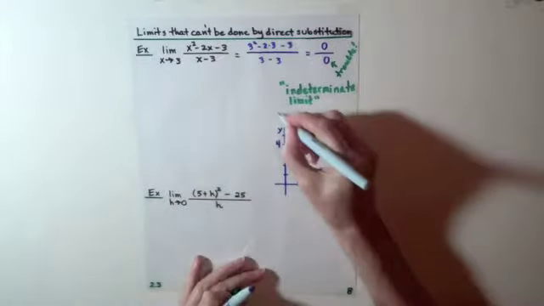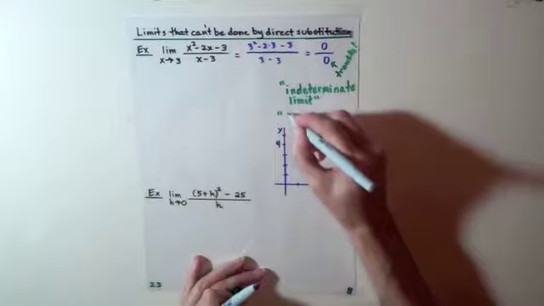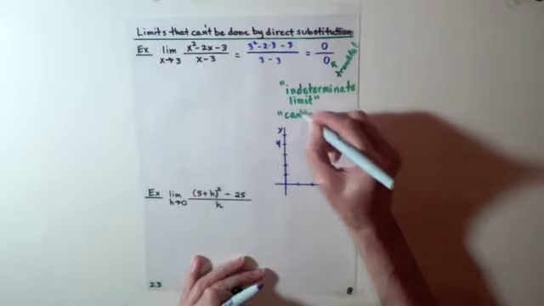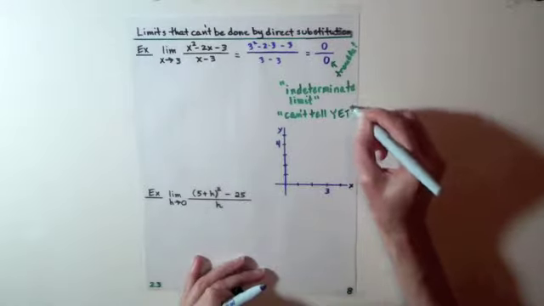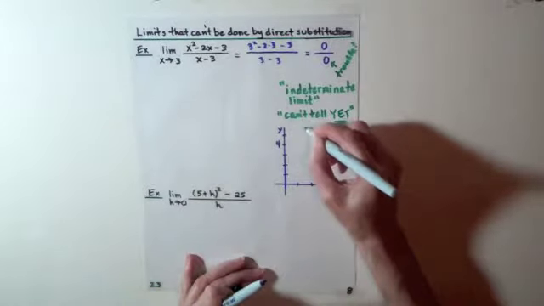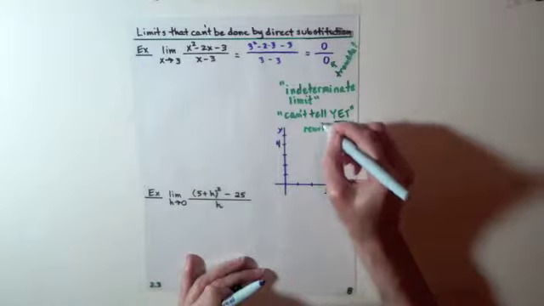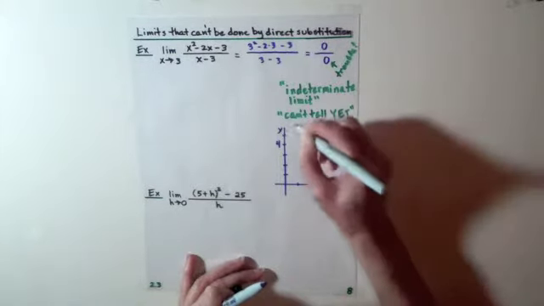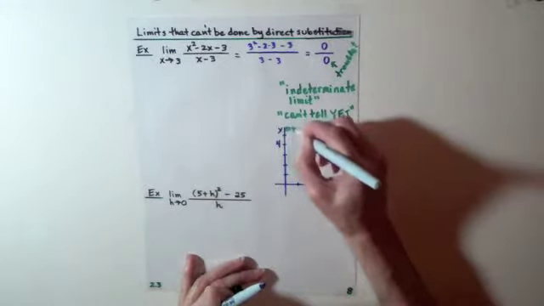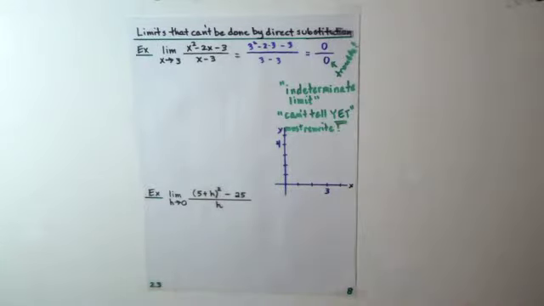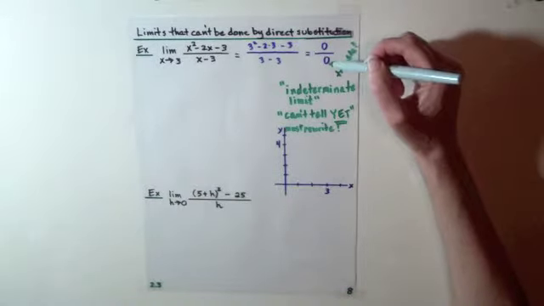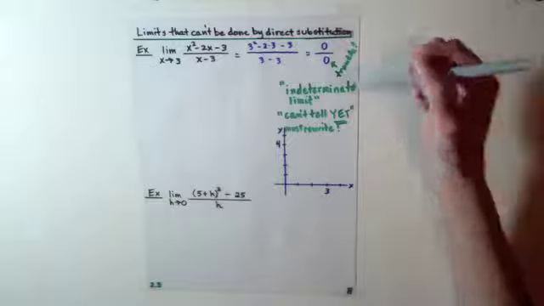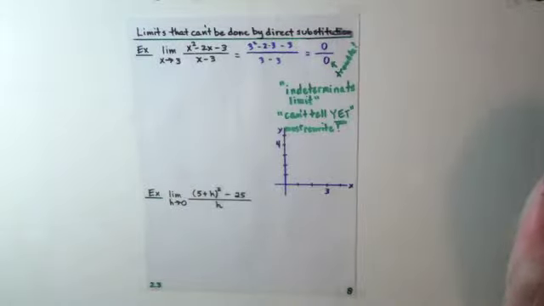I often tell students to think, that means that I can't tell yet what the limit is, that I have to rewrite. Maybe I'll put down here, must rewrite in order to determine the limit, or perhaps even to determine that the limit does not exist. Notice some people think, oh, 0 over 0, can't I just cancel the zeros and I would end up with 1 as the limit?